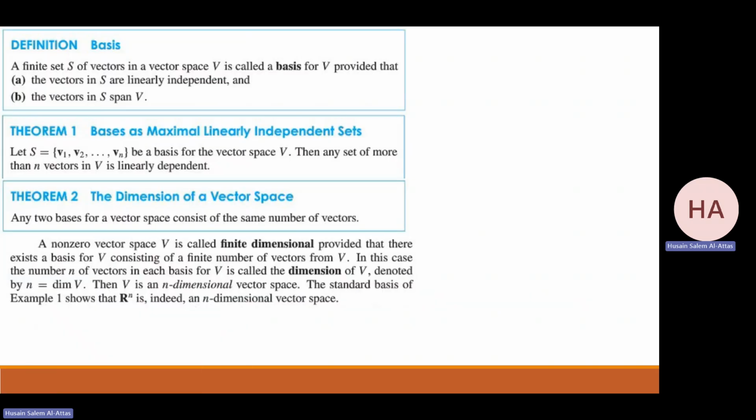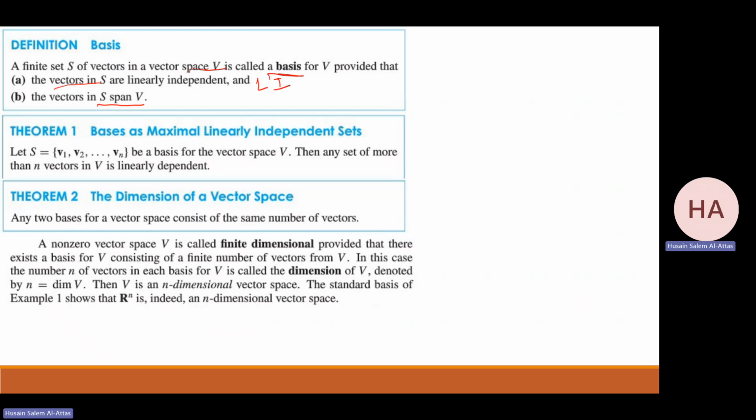So what do they mean by the basis? A finite set of vectors in a vector space is called the basis for V, provided what? Two things. These vectors are linearly independent and they span V. It means any vector in V can be written as a linear combination of those vectors.